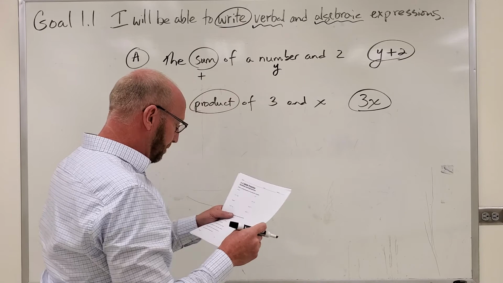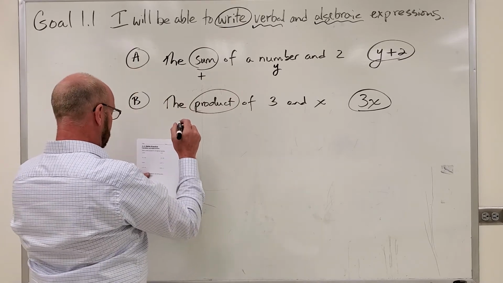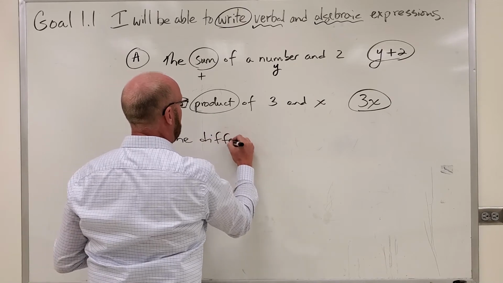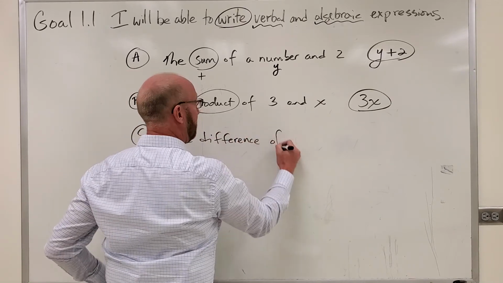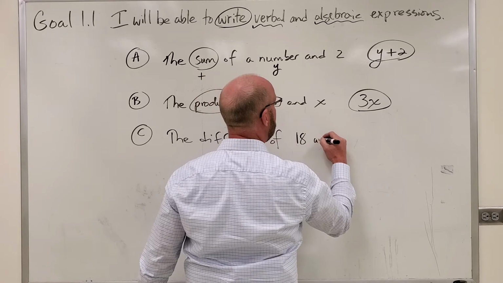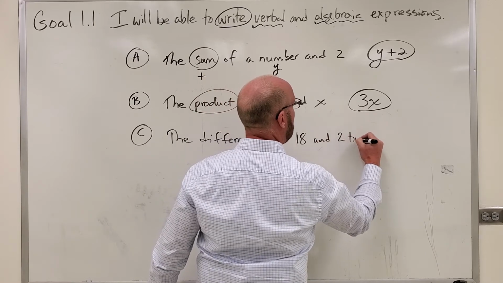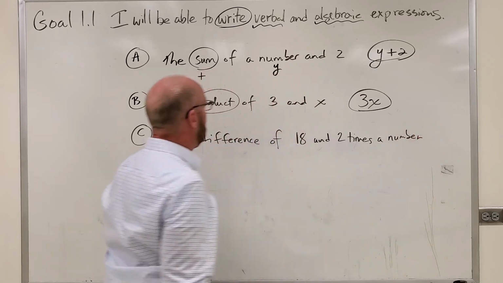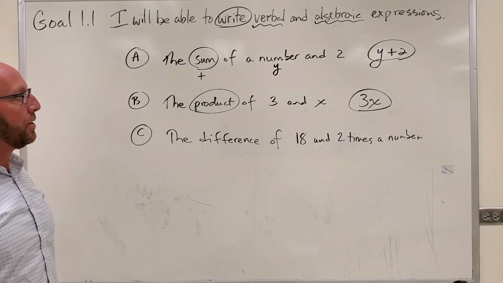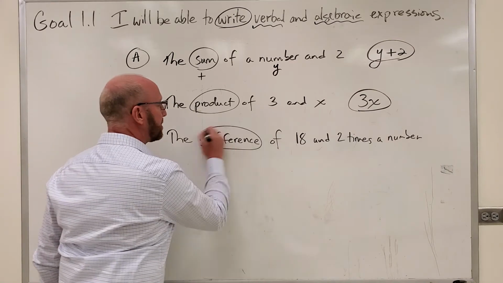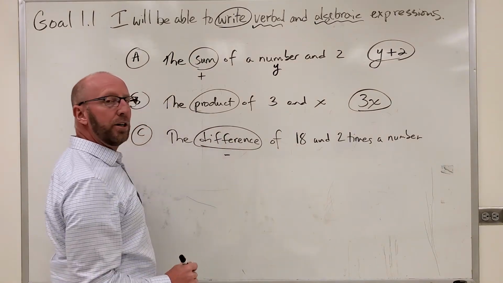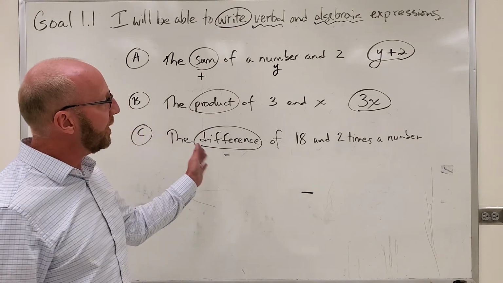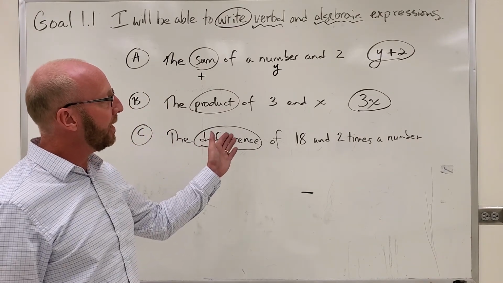And then we'll do them with subtraction. The difference of 18 and 2 times a number. The difference of 18 and 2 times a number. Well, the word difference means to subtract. So I'm going to use a subtraction sign. So here I'm going to write down a subtraction sign. The difference of 18 and 2 times the number.